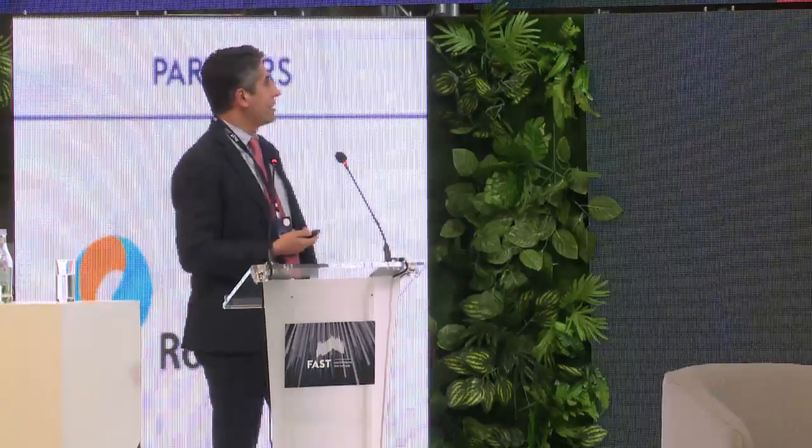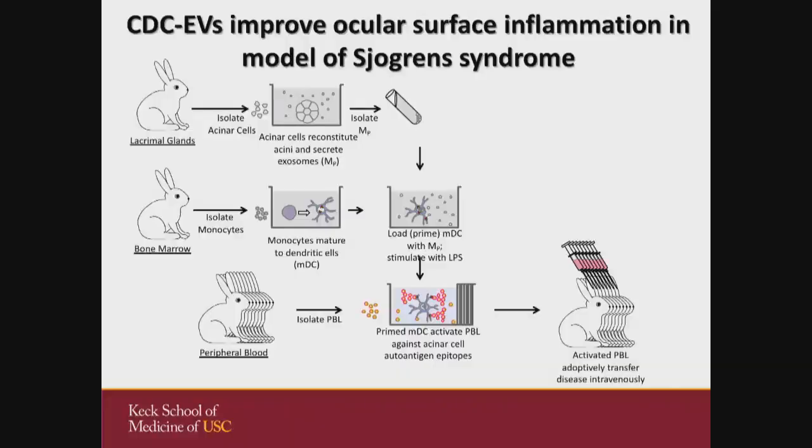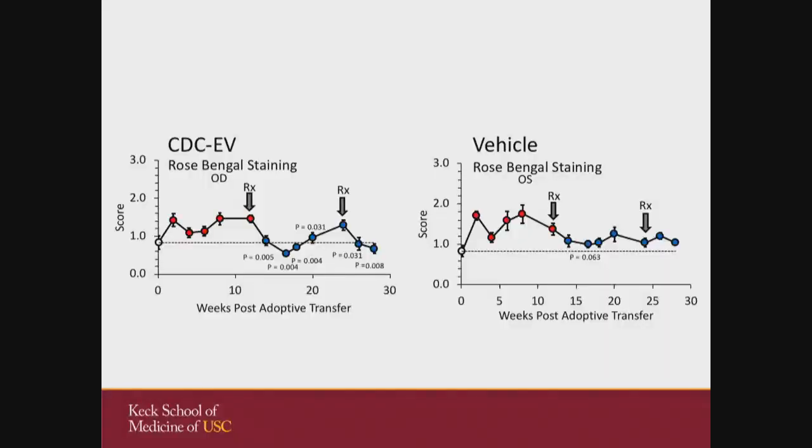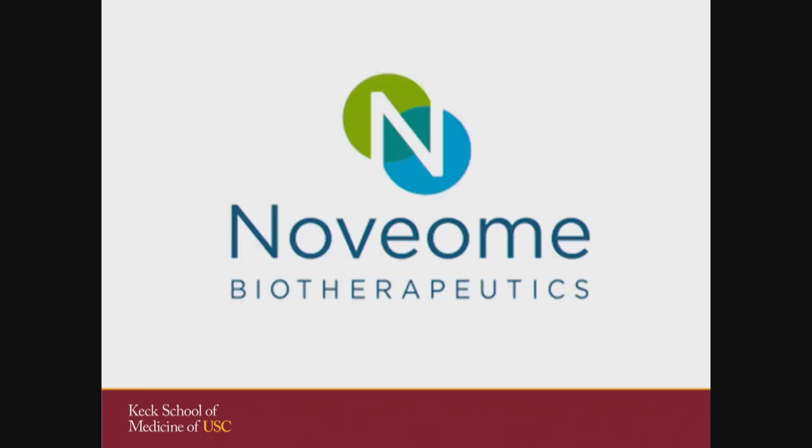And the FDA saw this and really got excited about developing a therapy around it. We also did a study in autoimmune-related ocular surface inflammation in rabbits, and this image just basically shows that there was a significant drop after both the exposures to the CDC-EV exosomes on the left compared to the vehicle in the amount of inflammation on the surface of the eye.